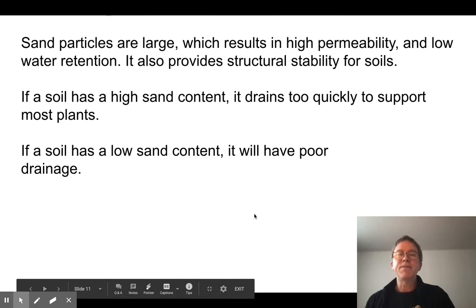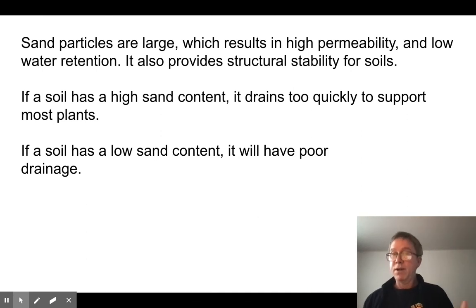So let's talk about sand. Sand particles of the three are the largest, and that means when you have a lot of sand, you have a lot of permeability. The openings between the pores will be larger because the particles are larger. Now, high permeability means you're going to have low water retention, but sands are more stable. Sands are harder to compress, so they give structural support to soil. So when you have sands in soil, they're less likely to become compacted and have their density increase and basically be ruined. So having sand in soils is important, but too much sand, then it just drains too well.